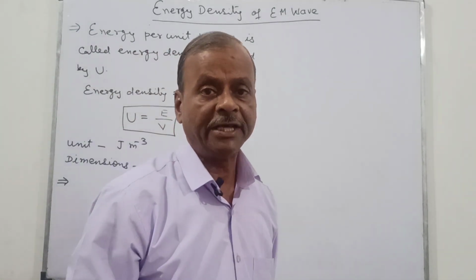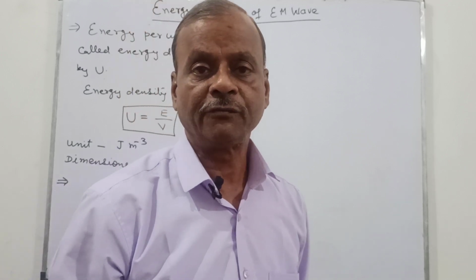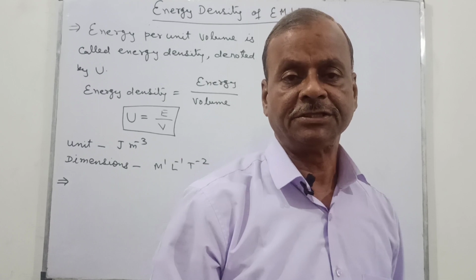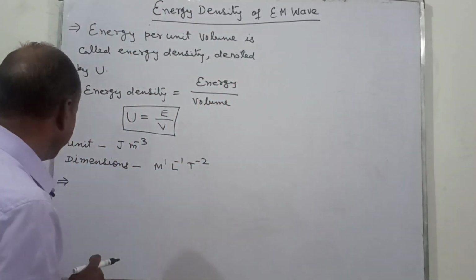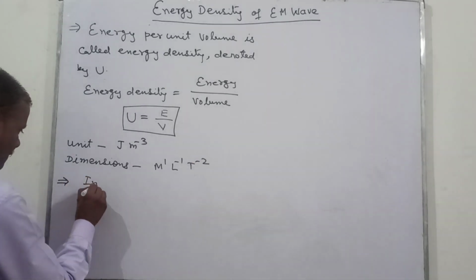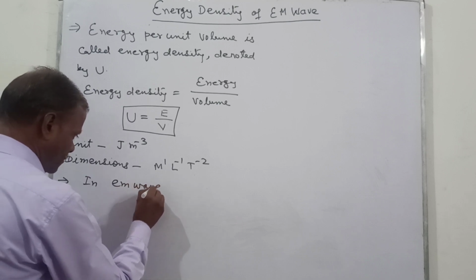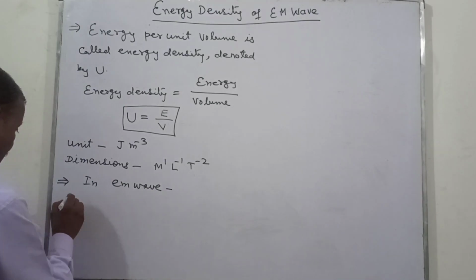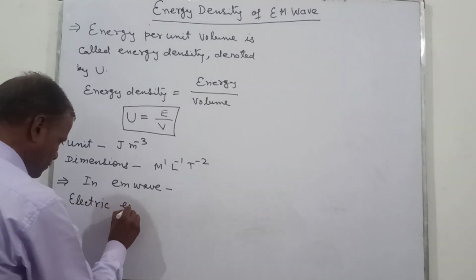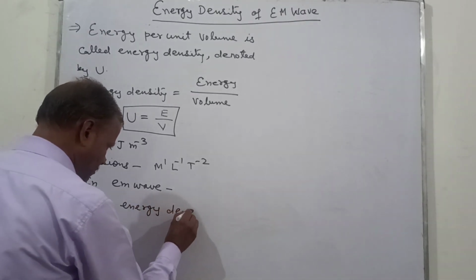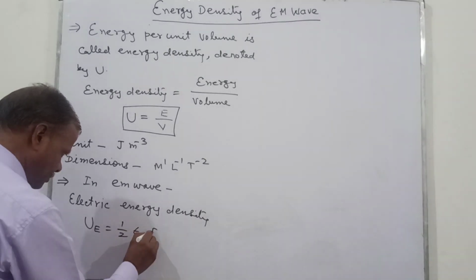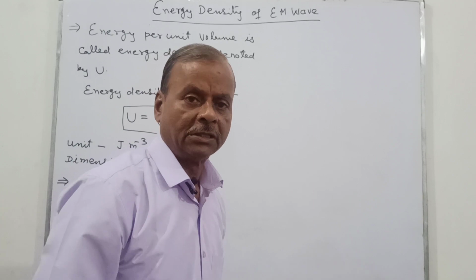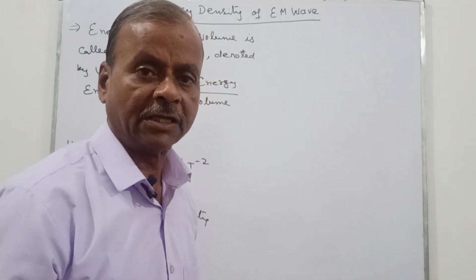In case of electromagnetic wave, we have two vector fields, one the electric vector and second the magnetic vector. So there are two kinds of energy densities. First the electric energy density and second the magnetic energy density. In electromagnetic wave, electric energy density UE is equal to half epsilon naught into E square. Epsilon naught is the electric permittivity of the free space, E the magnitude of the electric field.